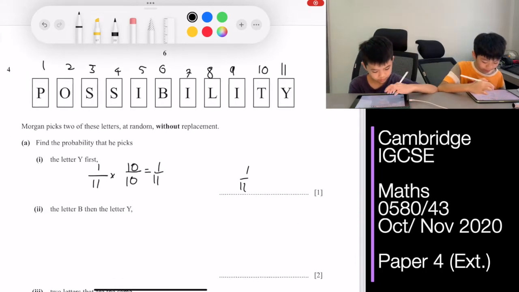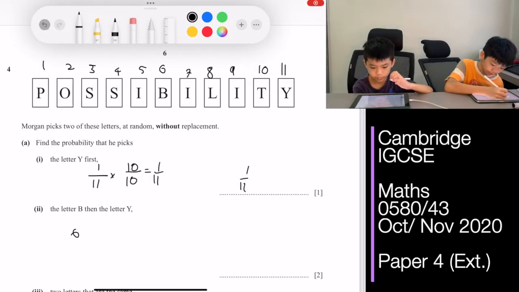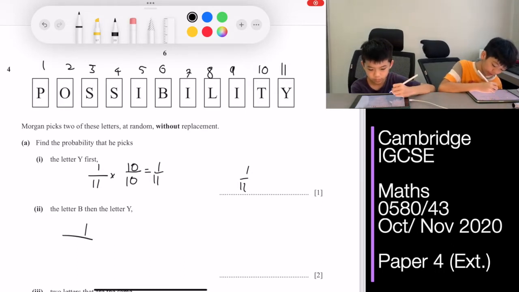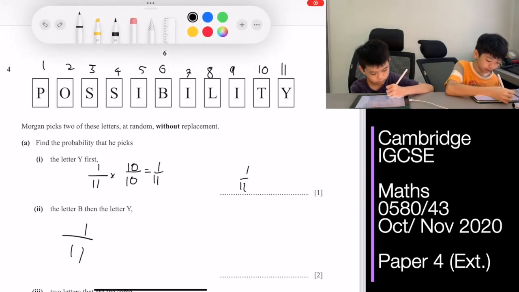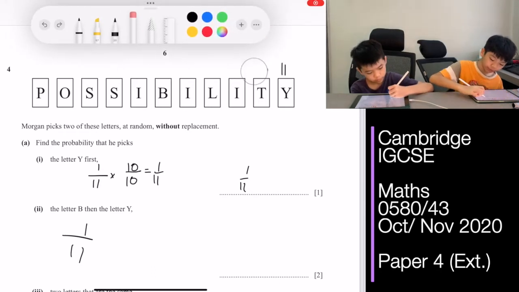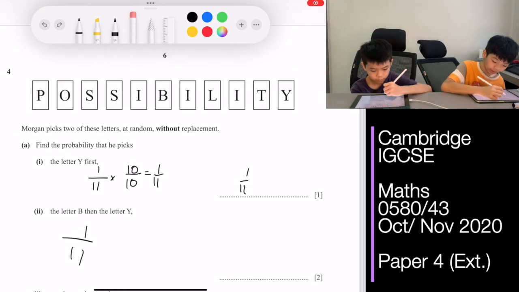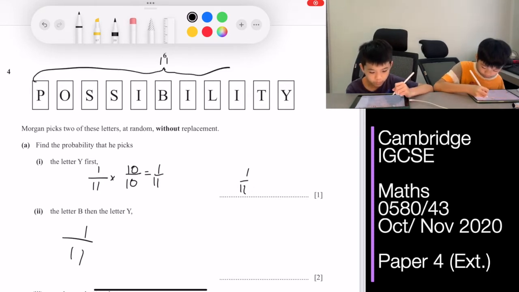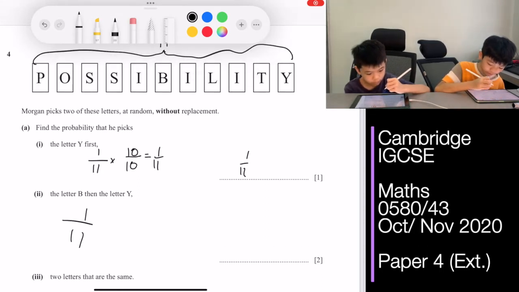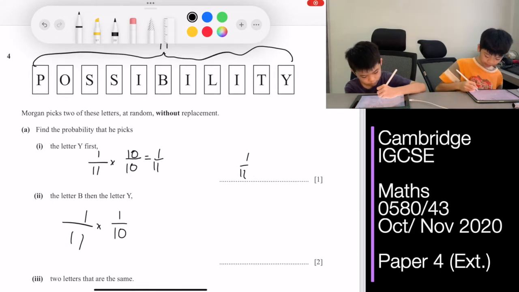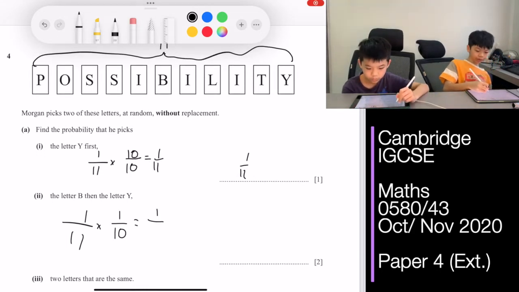The letter B, then the letter Y. So there's only one B. So 1 out of 11, don't let this number confuse you. That's just my counting. I'll erase that. There's a total of 11 letters here. B, then the letter Y, multiply 1 out of 10, which is 1 out of 110.